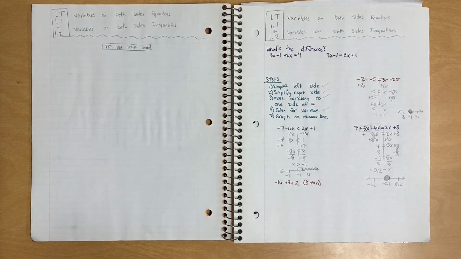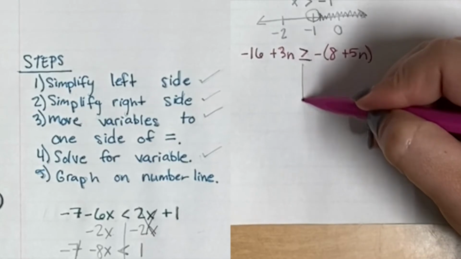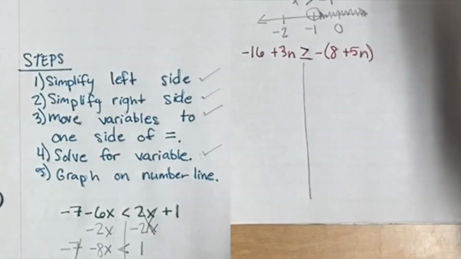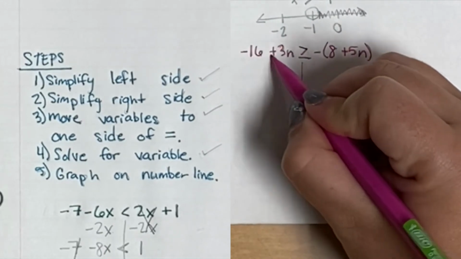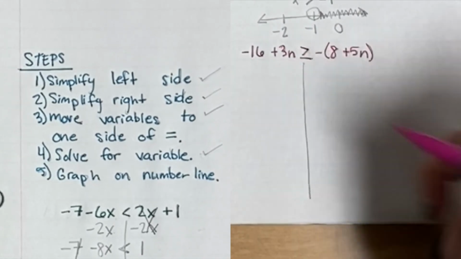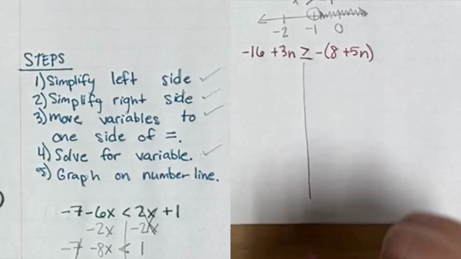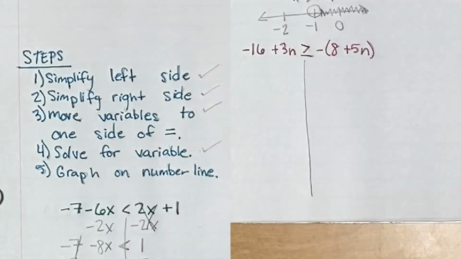Last example we're going to do together. I'm going to draw a line at my inequality symbol, and I'm going to start with my first step, simplifying the left side. So -16 plus 3n. There's nothing there I can simplify. I can't combine these terms, so I have step 1 done.